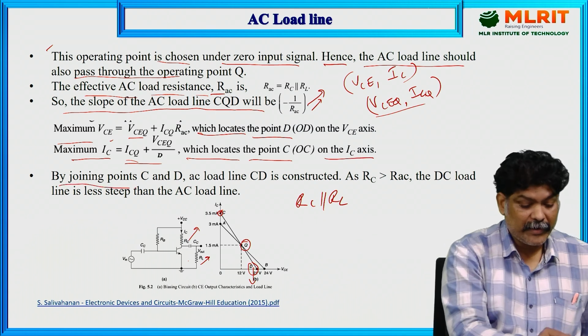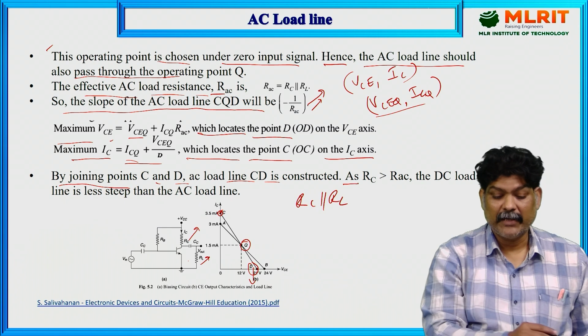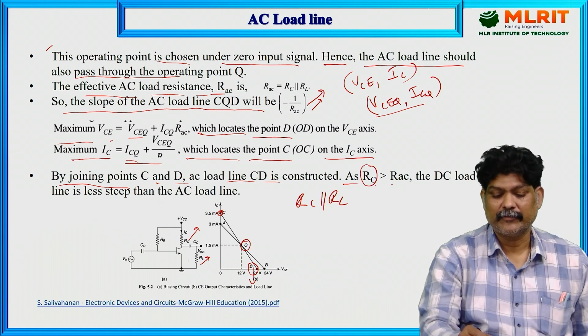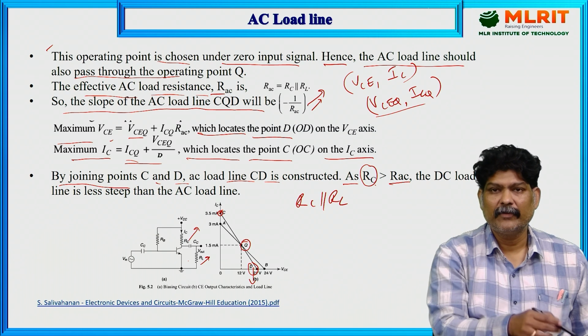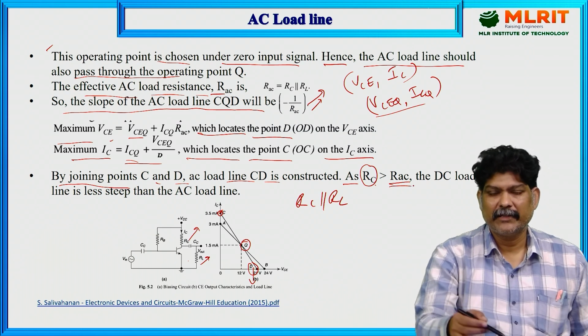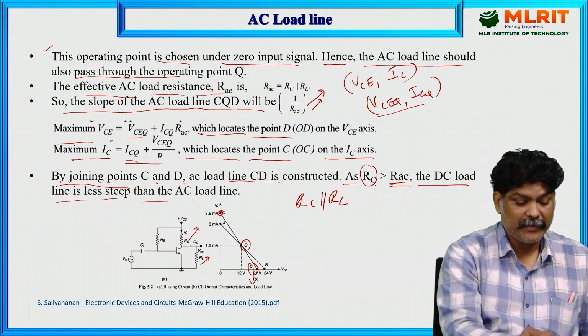Now by joining C and D, the AC load line is constructed. As RC is greater than RAC, the collector resistance is more compared to the AC resistance, because the AC resistance is a combination of RC and the load resistor. Parallel combination means it is reduced. Therefore, the DC load line is less steep than the AC load line.